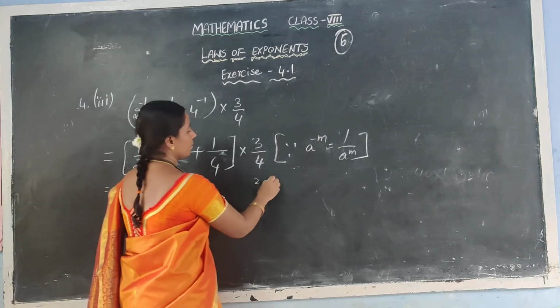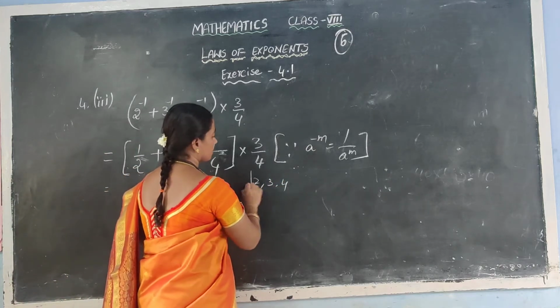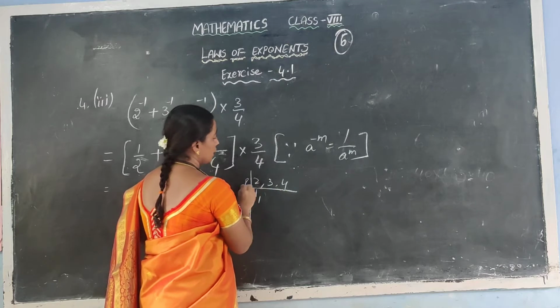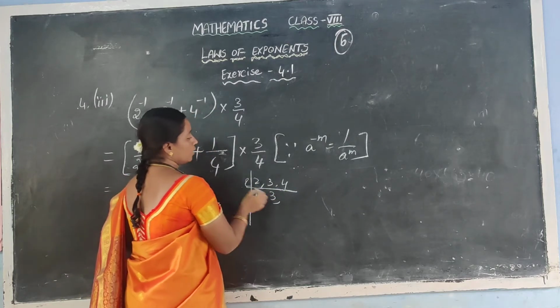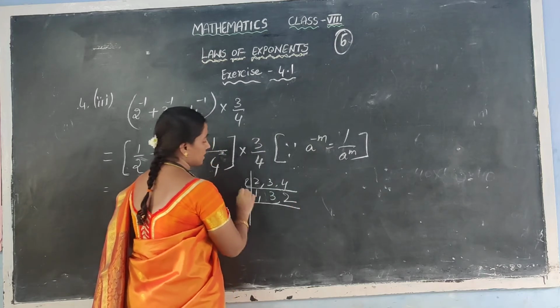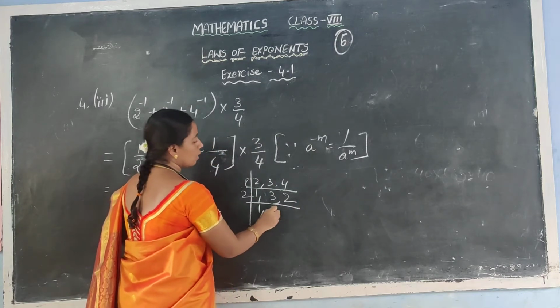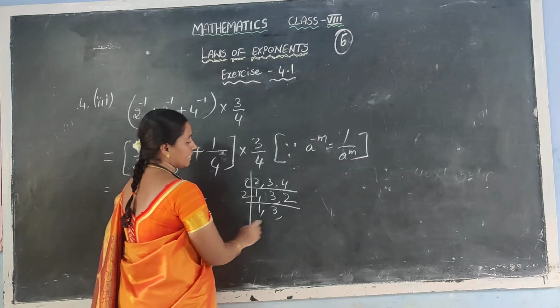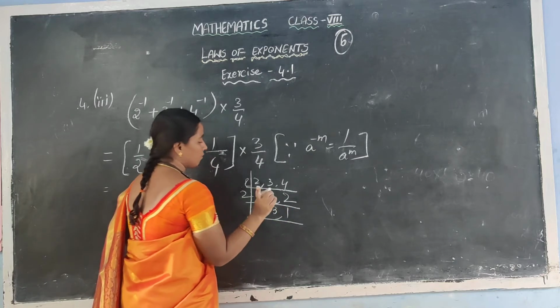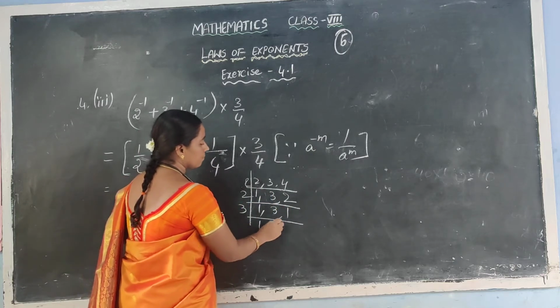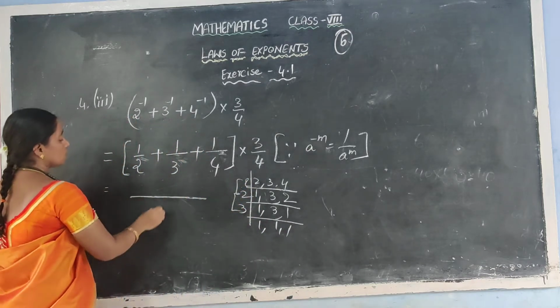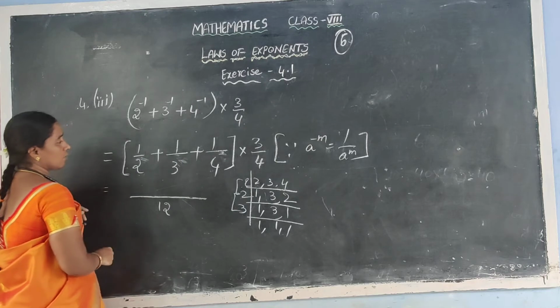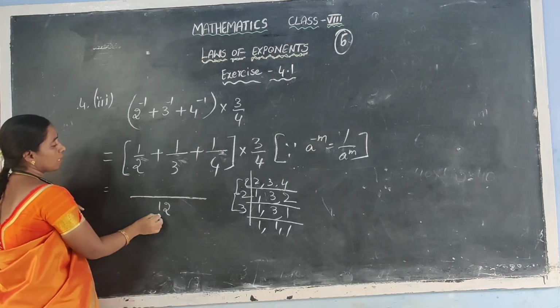The LCM of 2, 3, 4. 2 and 2 into 3 is not a multiple of 3, no? So write it as is. Into the table of 4, how many times? 2 times. Again with 2, 3 is not a multiple of 2, so write it as is. Into the table of 2 we get 1 time. Again with 3. Okay, so 2 2s are 4, 4 3s are 12. So what is our denominator? 12.